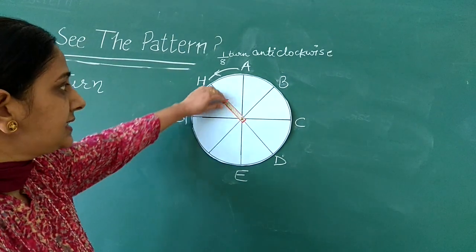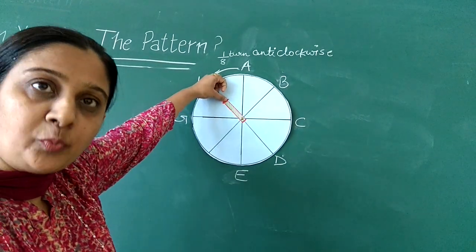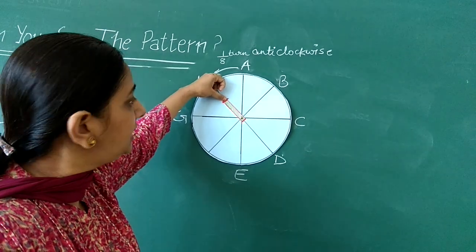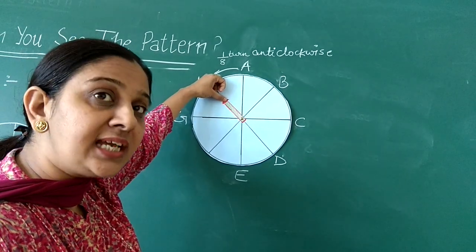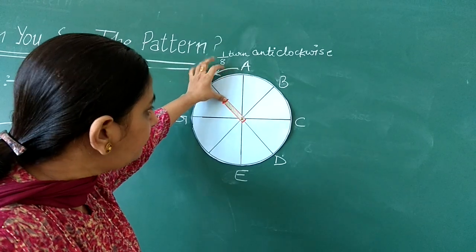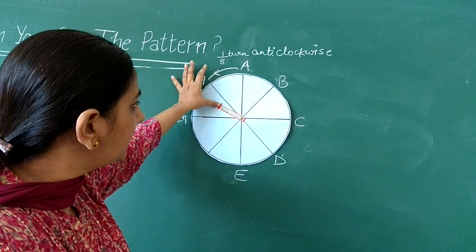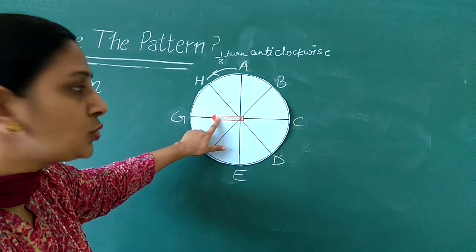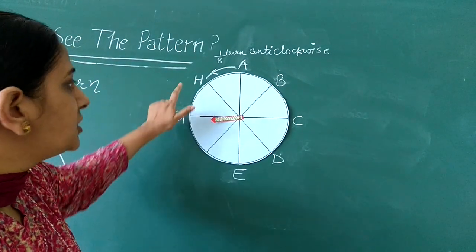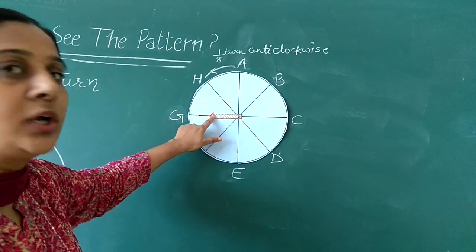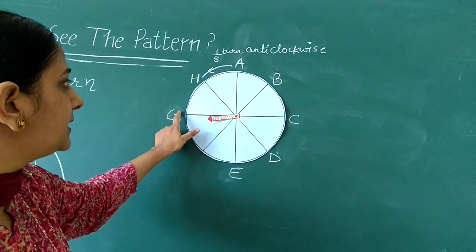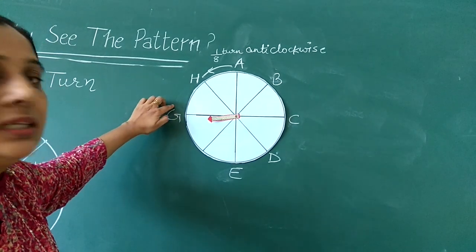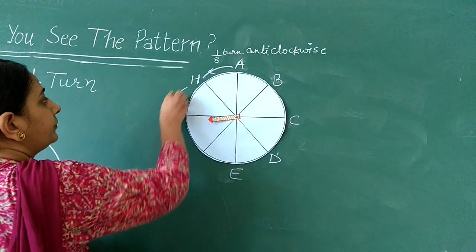Now once again, let us consider this is the starting position of the pointer. After taking 1/8 turn in anti-clockwise direction, it will be pointing towards which letter? So it will start from here and it will cover again 1/8 part of the circle, and now it is pointing towards letter G. So the changing position of this pointer from letter H to letter G, we will call it 1/8 turn in anti-clockwise direction.